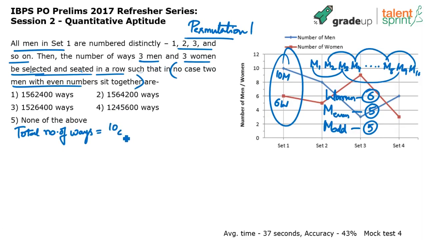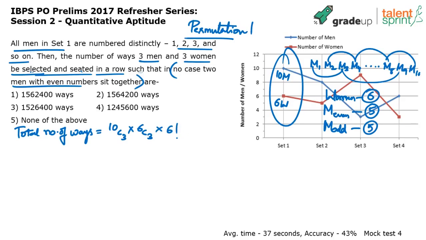It can be done in 10C3 ways. And I have to select 3 women out of 6. It can be done in 6C3 ways. So I'll get 6 persons, 3 men and 3 women. 3 men out of 10 men, 3 women out of 6 women. So total I'll get 6 persons. These 6 persons have to be arranged in a straight line. It can be done in how many ways?